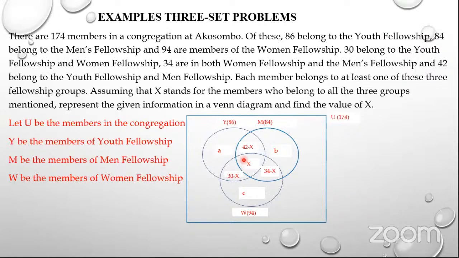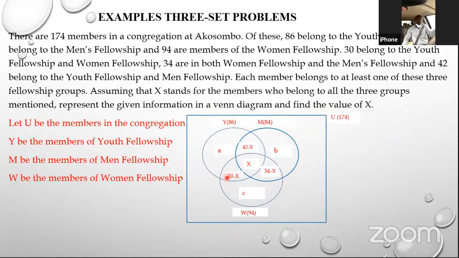Then we were told in the question that 42. Let me start with the first one first. Let me take this screen off so that I can see the question clearly. We're told that 30 belong to the youth fellowship and the women fellowship. And this is my youth fellowship, this is my women fellowship. So the 30 must come here. Are you with me? Can you see my screen? Yes. So the 30 must be here.